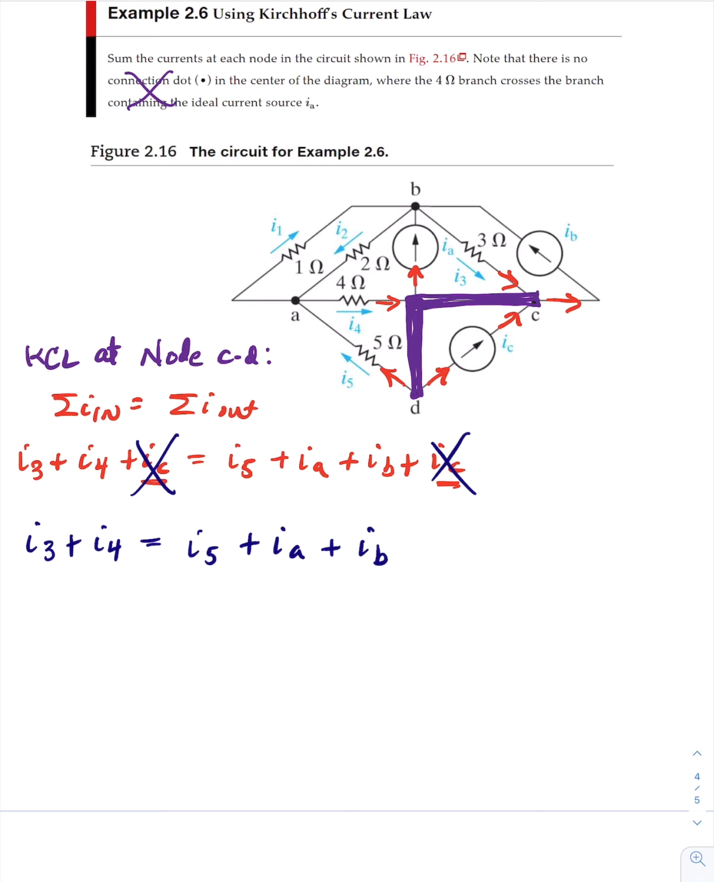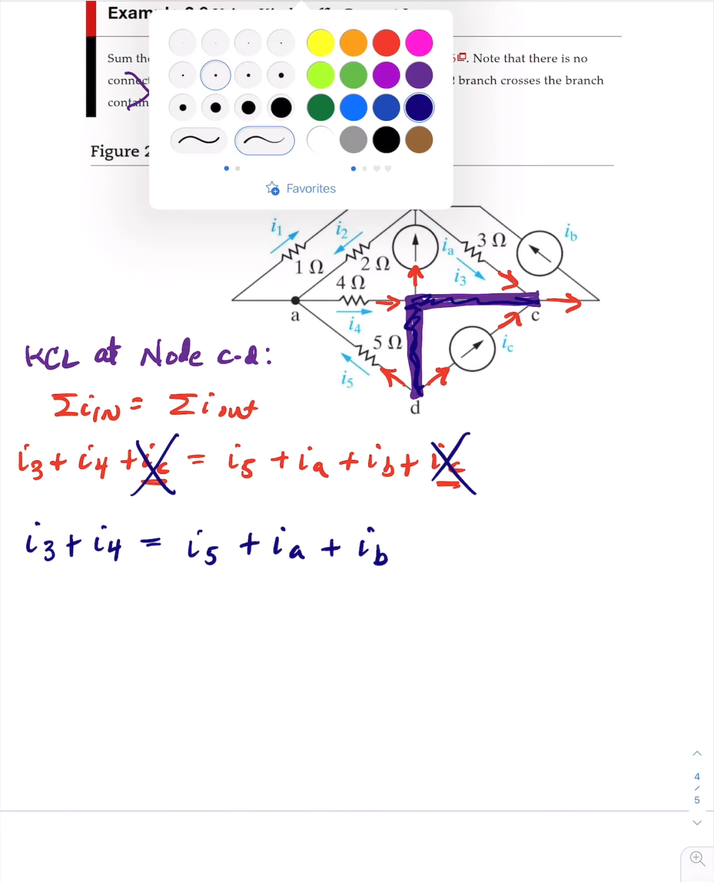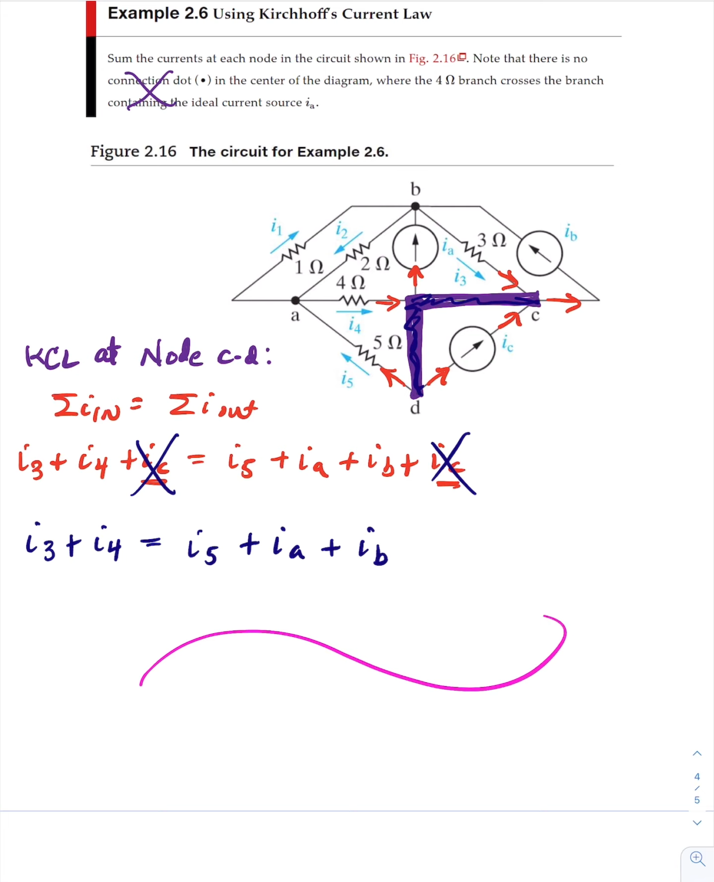Okay, I just wanted to show that to you so that you would get a good understanding of a combined node. So it doesn't have to be a pretty dot. It could look like this. All right. That concludes this example.